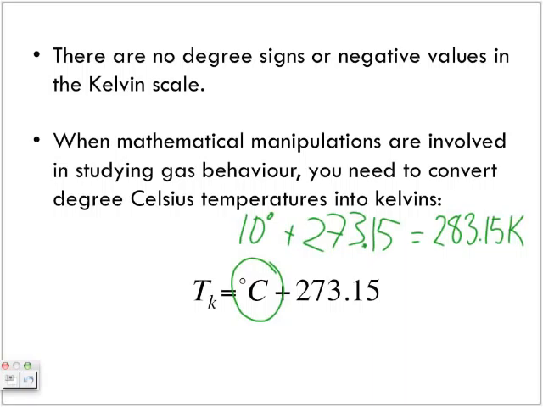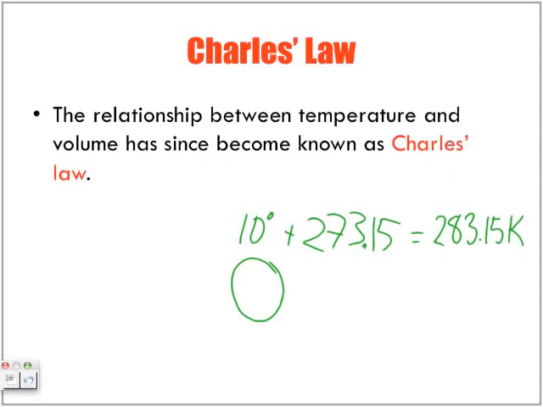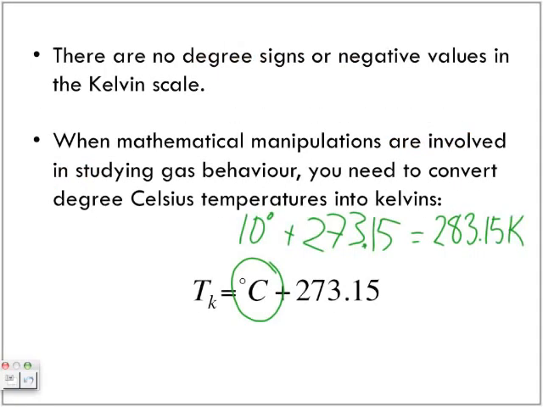Now, we have this number, the 273.15, but for your calculations and the calculations that I'm going to expect from you guys, we are going to refer to it as 273. So here's a number you will need to memorize. To convert any of your degrees Celsius into Kelvin units, you're adding 273. Ignore the 0.15.